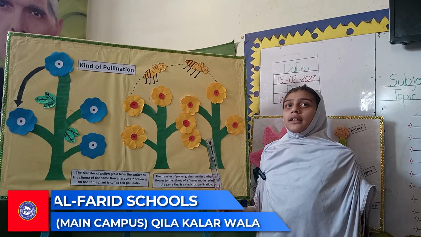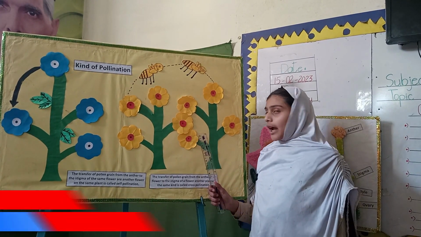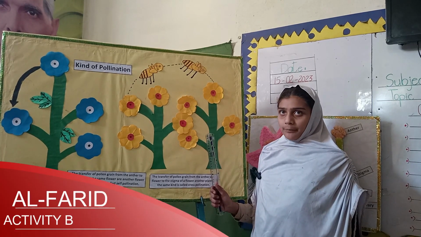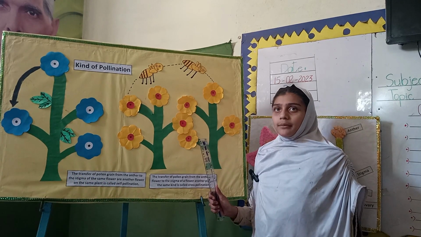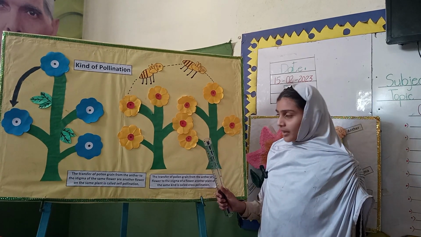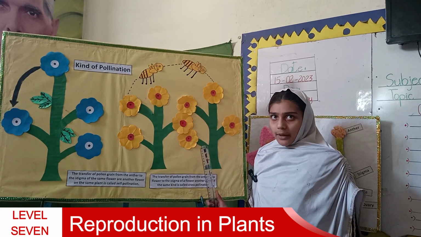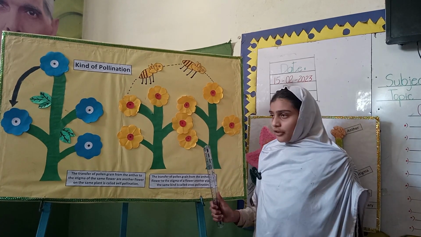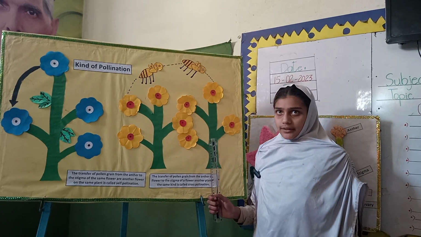Agents of pollination. The agents of pollination that carry pollen grains from the anther of a flower to the stigma are called pollinators. For example, wind, birds, insects, bats are a few agents. There are three types of pollination: pollination by wind, pollination by animals, pollination by water. Thank you.